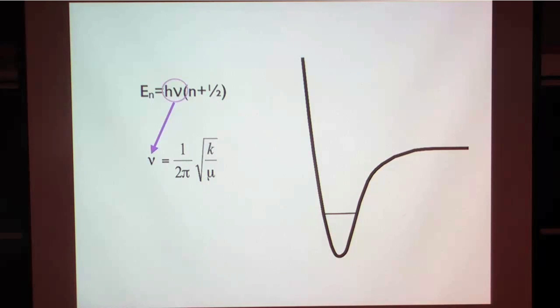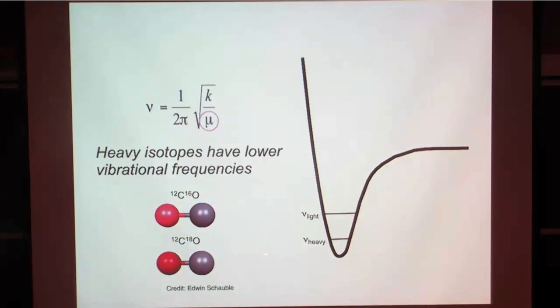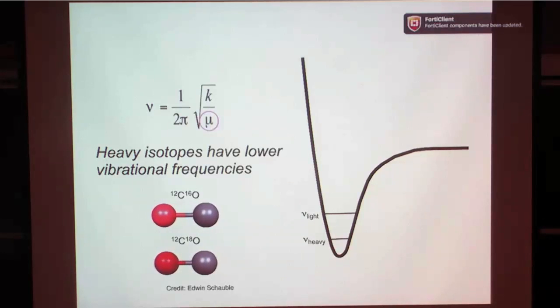So now we've introduced mass. Therefore, isotopes have different vibrational frequencies, even at the zero point energy, okay? Even when nothing is excited and everything is stable, there will still be an equilibrium isotope fractionation due to the energy difference of these vibrational frequencies based on mass. So very simply, and this is obviously extremely exaggerated, the heavy isotope will have a lower vibrational frequency than the light isotope because it's heavier.